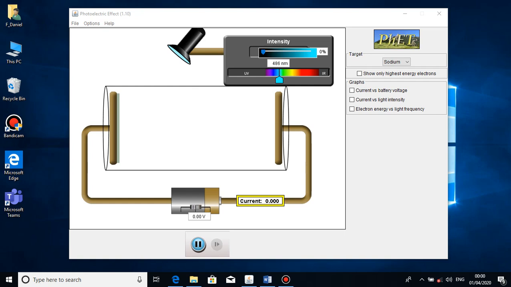Hello guys, today with this video I'm going to explain a very exciting phenomenon which happens with light. It is called the photoelectric effect.